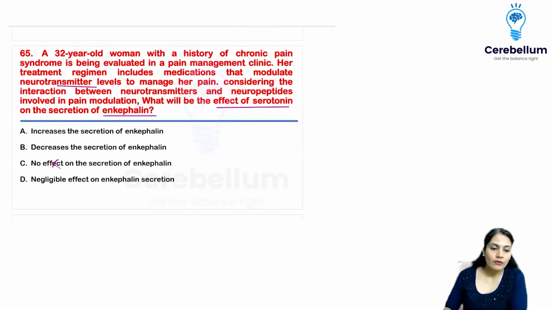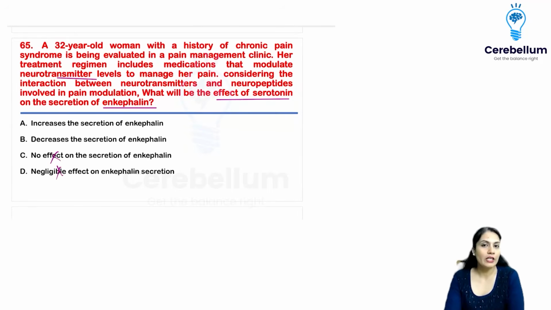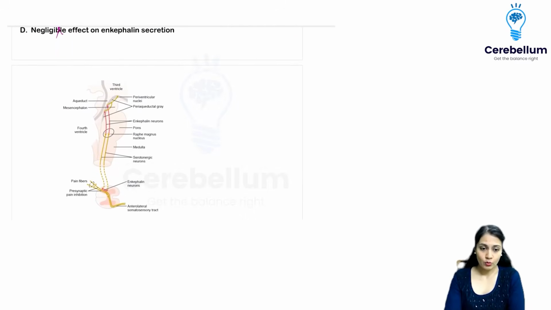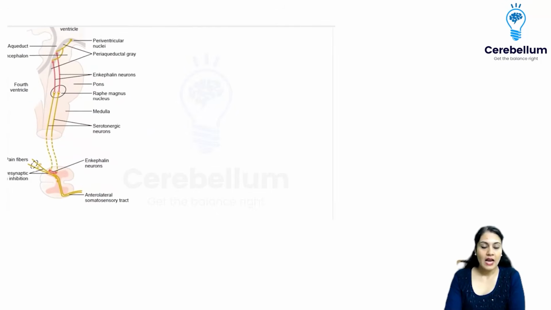So there is no effect, no effect? Then why would they have asked? Not even a negligible effect. There is a significant effect. Please remember, the serotonin will be released from the raphe nucleus, and this raphe nucleus has a major effect on the enkephalin neurons. They are going to stimulate them. They are going to increase the enkephalin in the neurons.